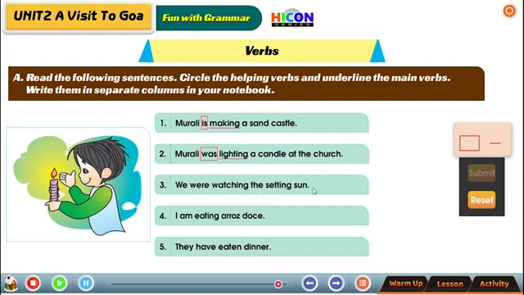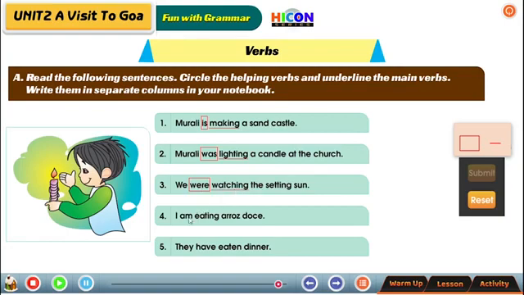We were watching the setting sun. What is the verb part in that? Were watching, isn't it? Were watching is the verb part. In that, were is the helping verb and watching is the main verb, isn't it? Were is the helping verb. Watching is the main verb. So we will put were in the box, and watching we will underline.